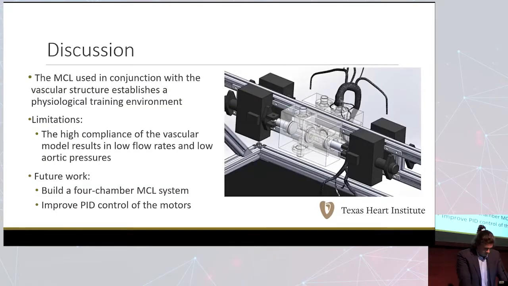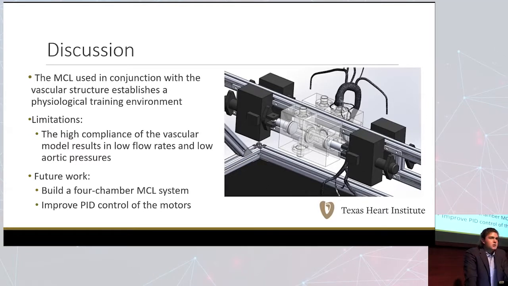So as for some discussion, the MCL in conjunction with the vascular model shows promise as a training platform for vascular surgeons. By using MCL technology, certain autoregulatory responses and physiological conditions can be simulated to provide a more sophisticated flow environment in these training environments than existing platforms. Additionally, there are limitations to the MCL.